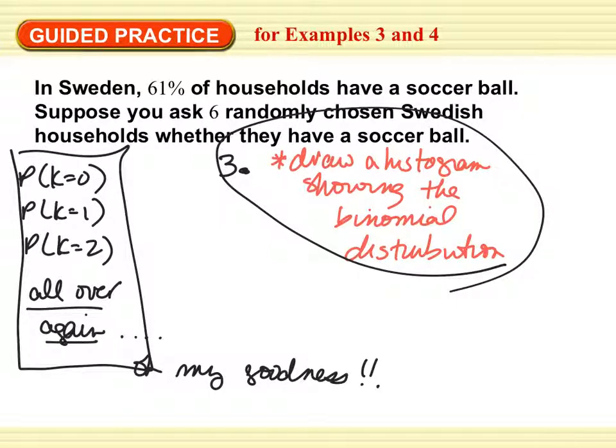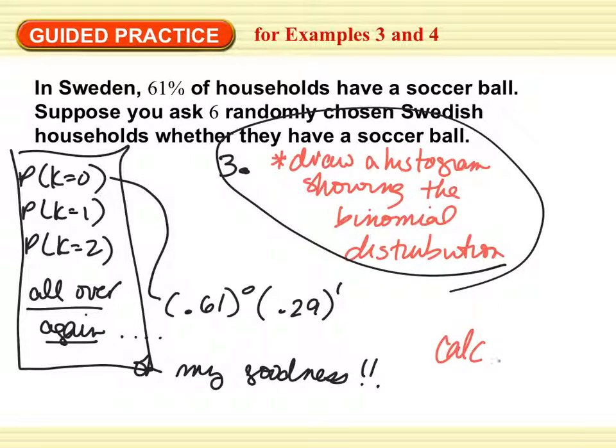It's the same as the last problem, except I get 0.61 to the 0 times 0.39 to the 1. That's for k equals 0, etc. I'm going to put it into my calculator real quick. I'm going to ask you to practice that too, and I'm going to put it on a new page to show you.